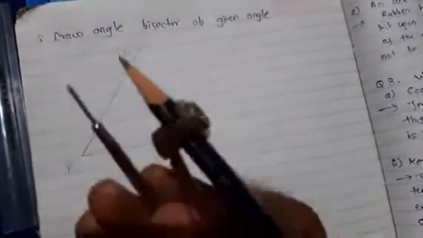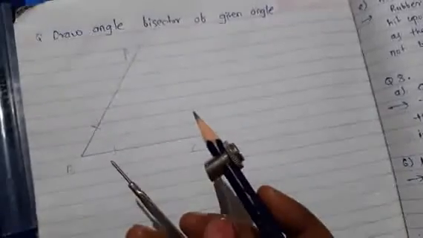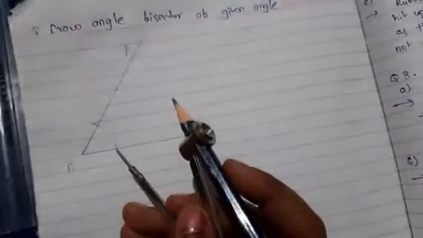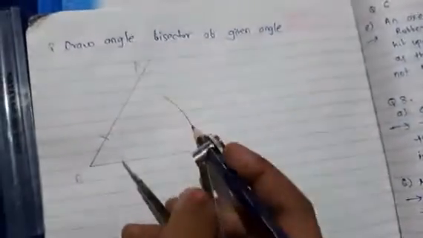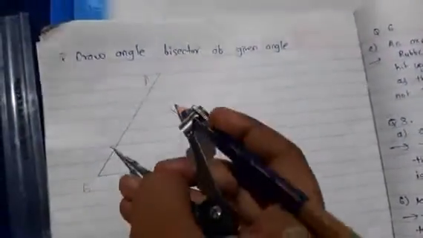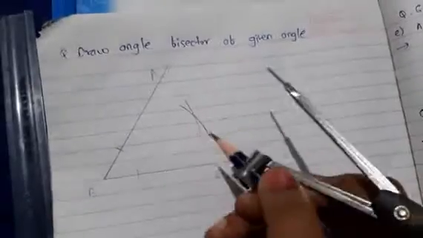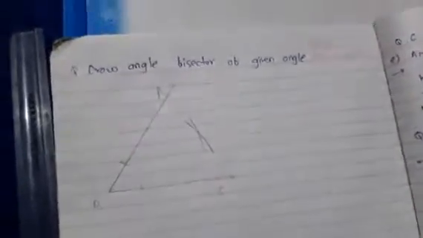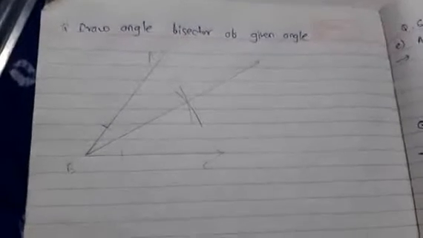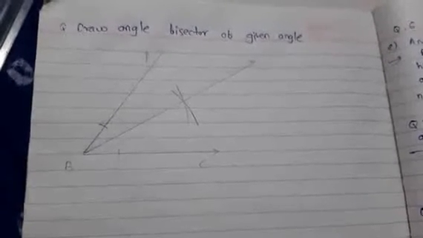After that, increase the distance to at least more than half of the distance we have taken. Now keep the compass on each arc and draw like this, first arc and second arc. So they are meeting here at this point. Just join this line. In this way, any angle can be bisected into two equal parts.